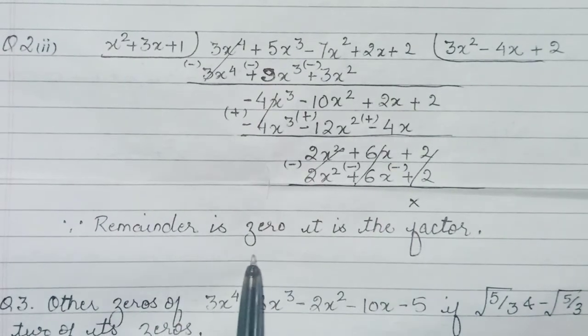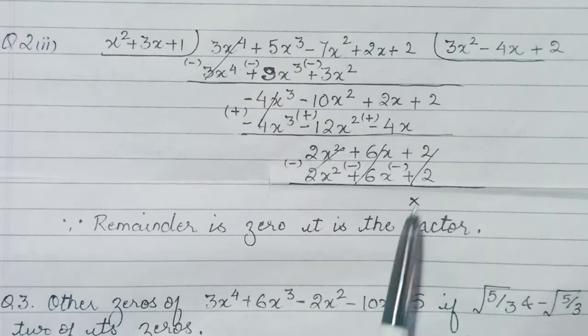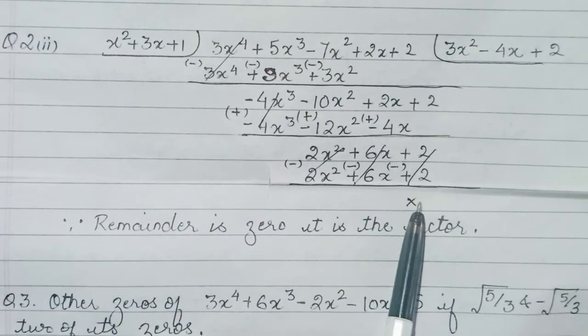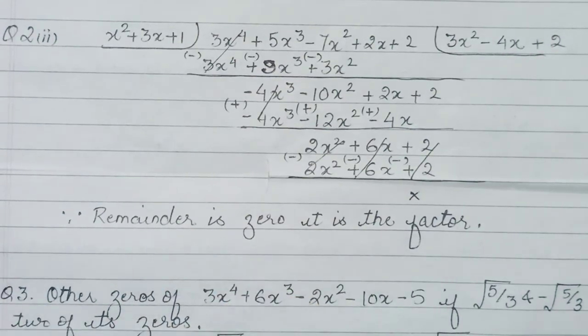remainder. Hence the conclusion, if the remainder comes out to be 0, it would be a factor. At times the remainder might not be 0, then you would say it is not a factor. Okay, so try the other two parts and let me know.